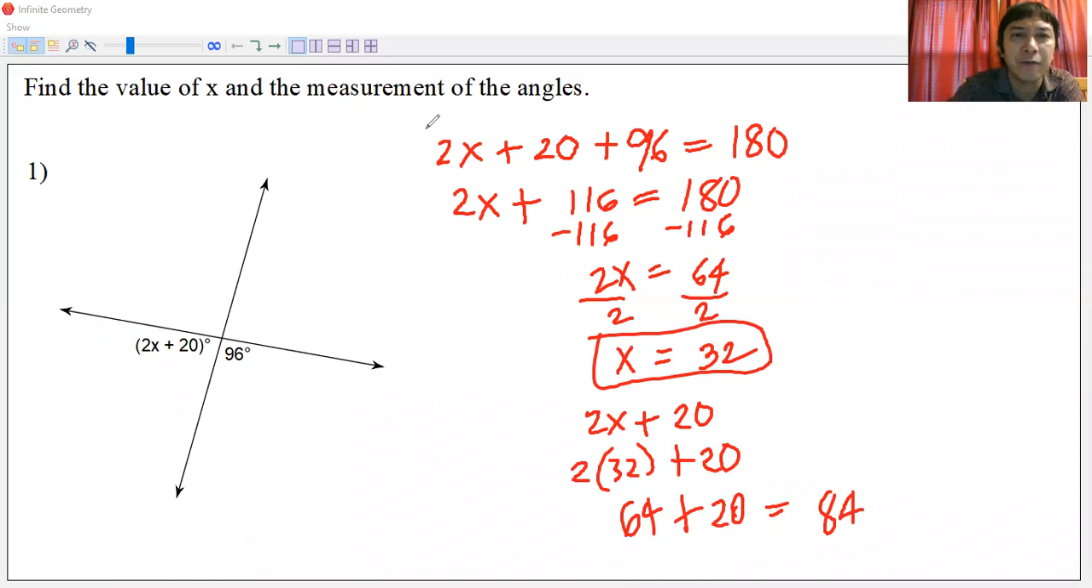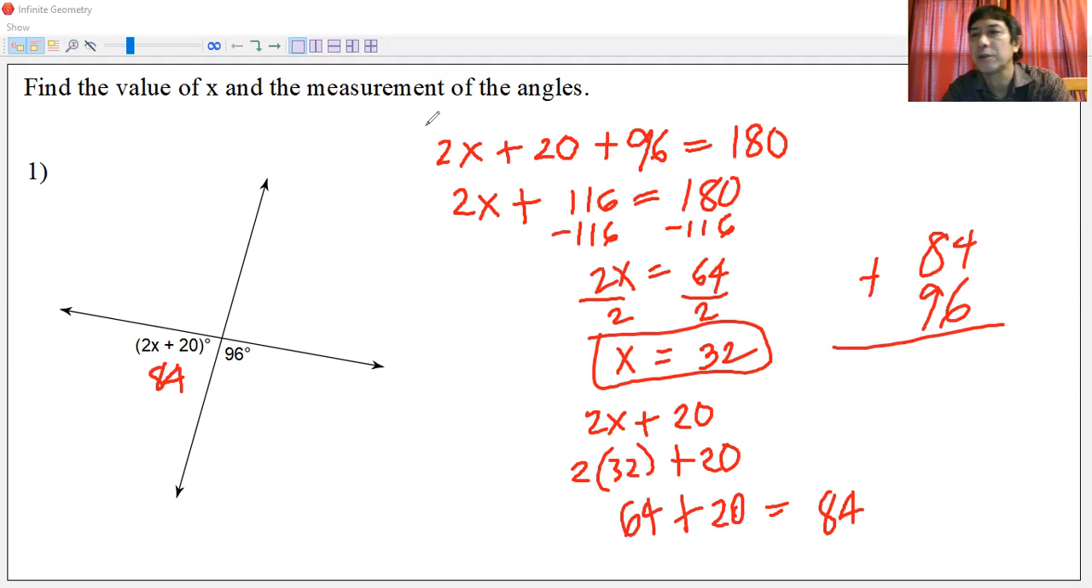And so the measurement of the angle here is 84. There. And you can always verify and check: 84 plus the 96, if you add, this sums up to 180. Yes, 180. There. And so our answer 84 is correct. This must be the right measurement of this angle.